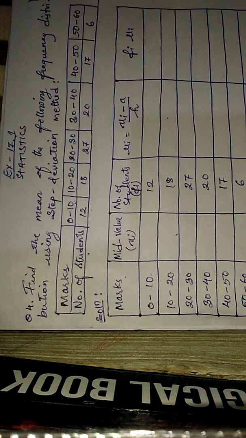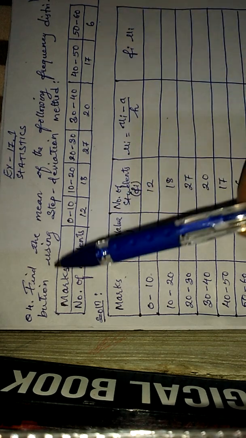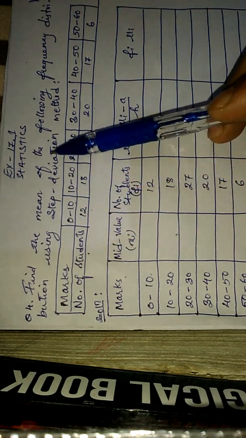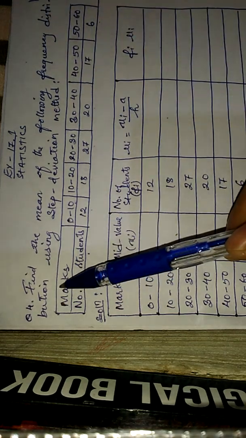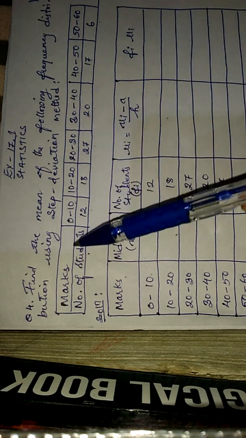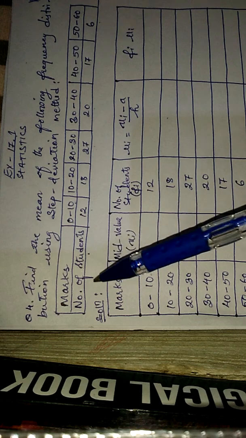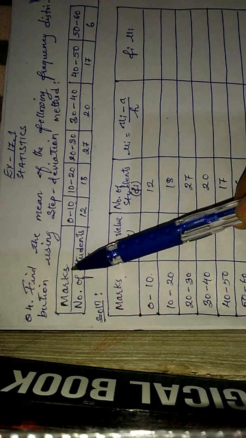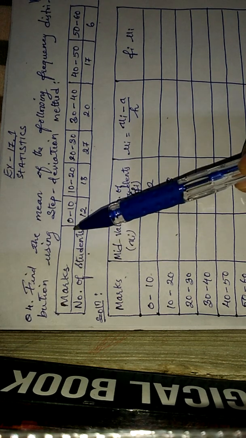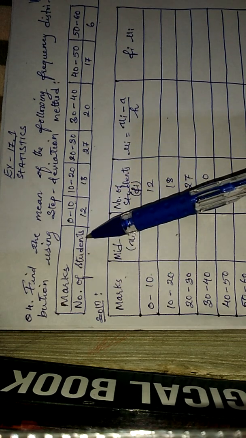Okay, let's start. Exercise 17.1, Statistics, question number 4. Here is the question: find the mean of the following frequency distribution using the step division method. We are given a table containing marks and number of students. Here marks indicate the class interval and number of students indicates the frequency.